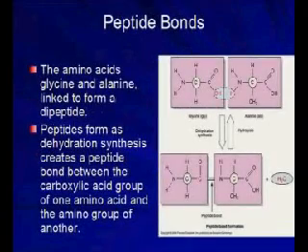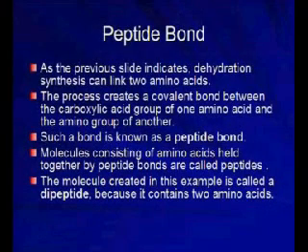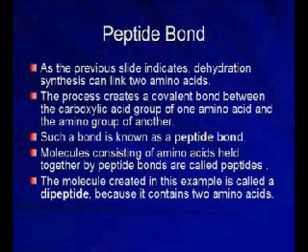Peptide bonds. The amino acids glycine and alanine link to form a dipeptide. Peptides form as dehydration synthesis creates a peptide bond between the carboxylic acid group of one amino acid and the amino group of another. As the previous slide indicates, dehydration synthesis can link two amino acids. The process creates a covalent bond between the carboxylic acid group of one amino acid and the amino group of another. Such a bond is known as a peptide bond.